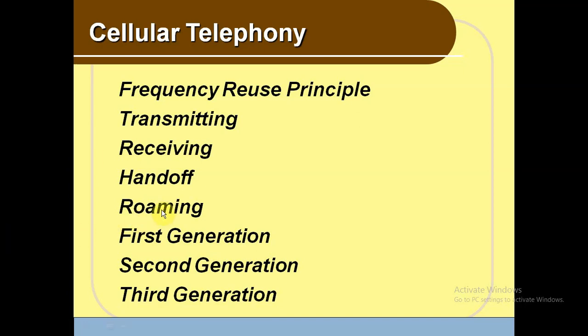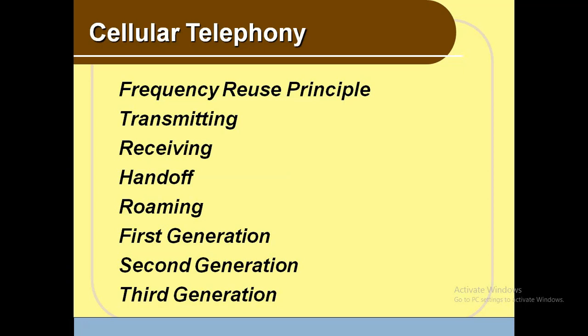The next one is roaming. This feature of cellular telephony is called roaming. Roaming means that, in principle, a user can access communication or can be reached wherever there is coverage. A service provider usually has limited coverage. The neighboring service providers can provide extended coverage through roaming contracts.